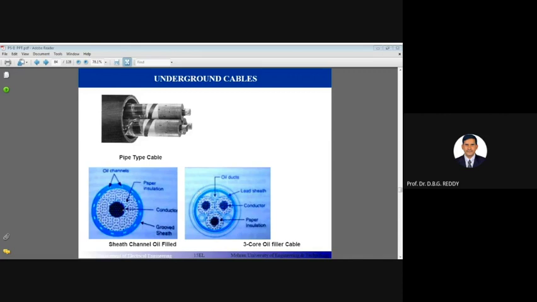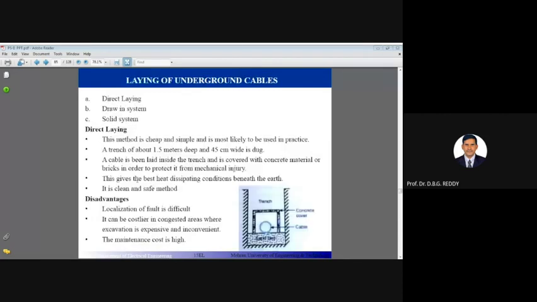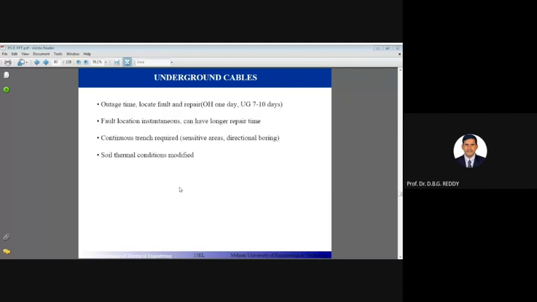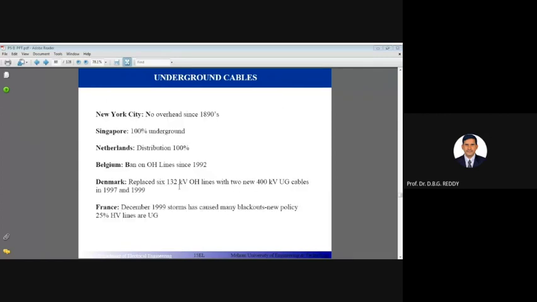Now you can see the slides on the various laying of underground cables, and how the laying is done to get better performance in the transmission of bulk power from the generating station to the load center. Suppose New York City has had no overhead lines from 1890 onwards.